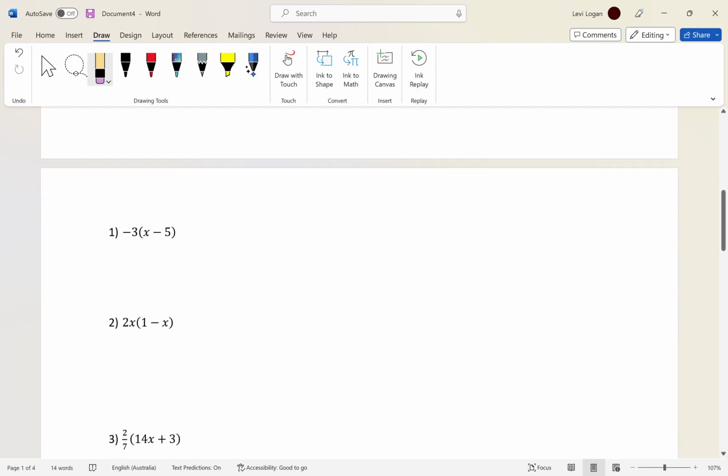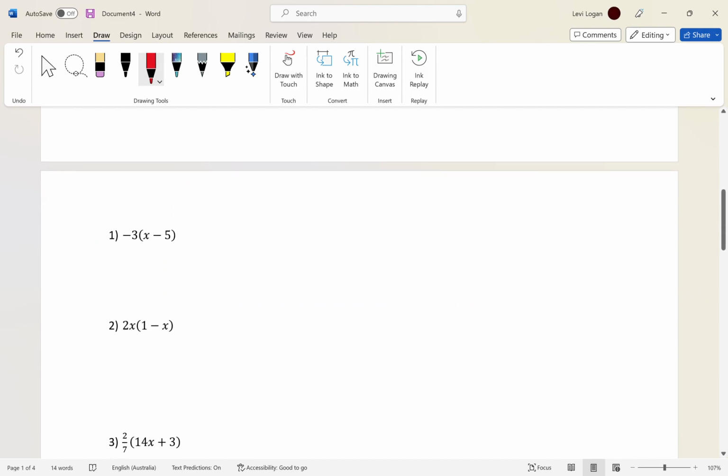I want you to expand and simplify question 1 here, okay? If you want to have a go at this, feel free to pause the video. So what this means is you have -3 out here and it's multiplying the entire thing on the inside. So you have to distribute the -3 to the x and to the -5. We go -3 times x, which is -3x, and -3 times -5, which is 15, because a negative times a negative is a positive. So we're just left with plus 15.